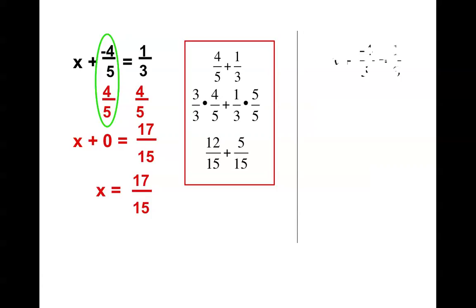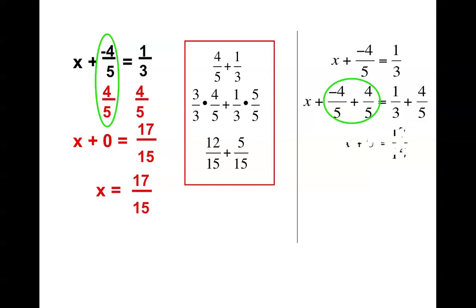Mr. Thomas, can I still go sideways? Absolutely. You just got your 0 pair there, and then you still have to add those fractions. And you still get the exact same answer.